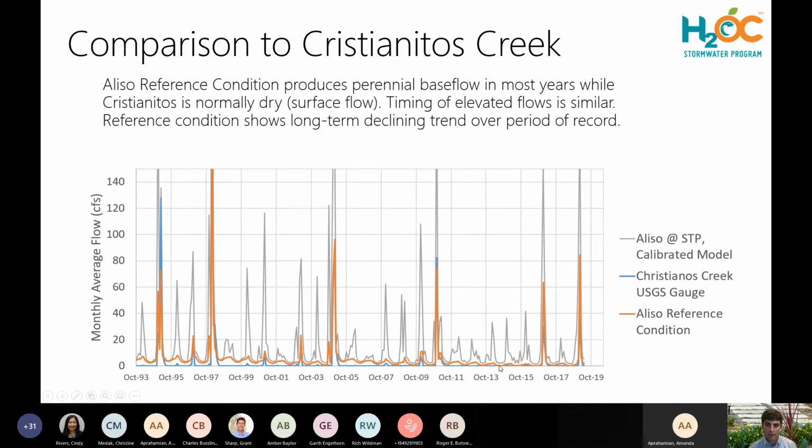And I would note that in the depth of the drought, we did see this go effectively to zero in the Aliso reference condition, in response to the 5 years with very low rainfall. So not always perennial, but more often perennial, at least based on the calibration we have now.